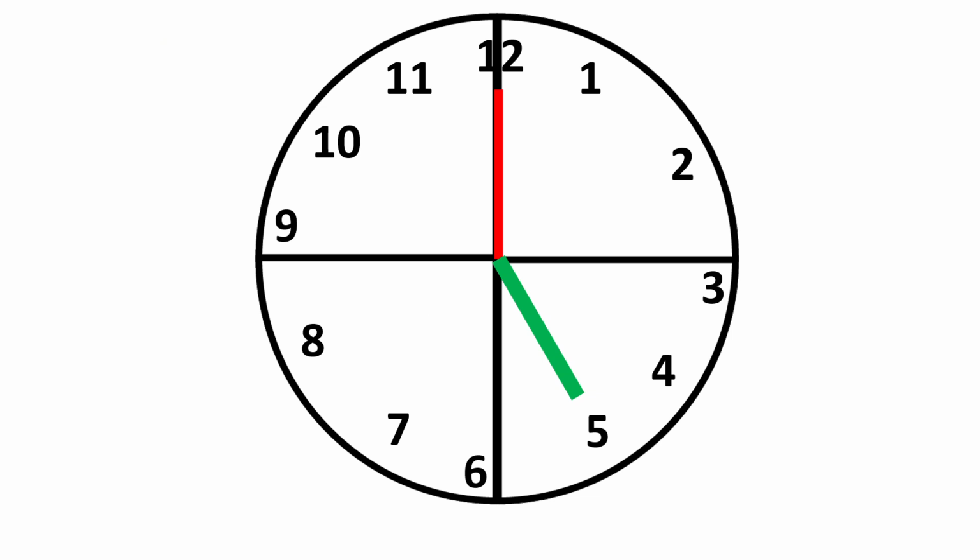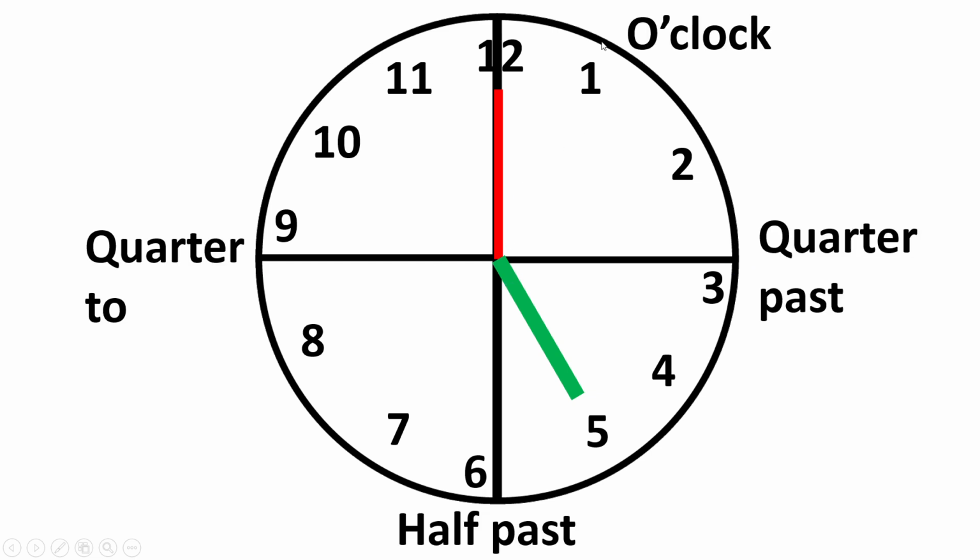In this video, we're going to be expanding more on how to tell the time when we're speaking. In the last video, we looked at the 4 main points on a clock, the 12, the 3, the 6 and the 9, and we learned that they have different words that come with them. For example, with 12 we have o'clock, with 3 we have quarter past, with 6 we have half past, and with 9 we have quarter to.